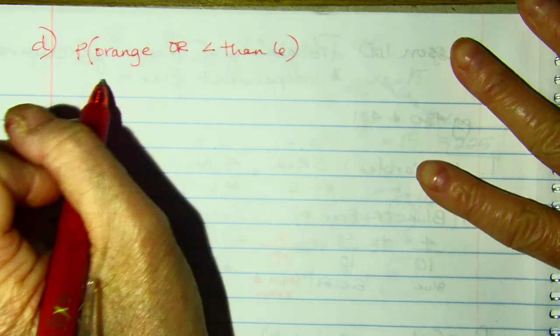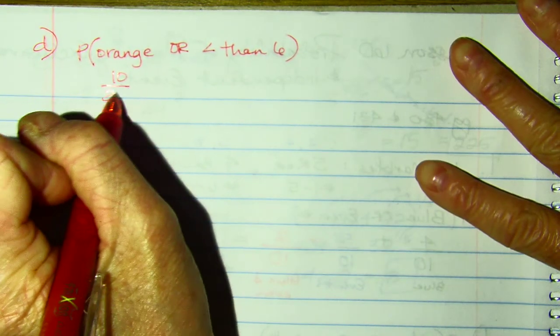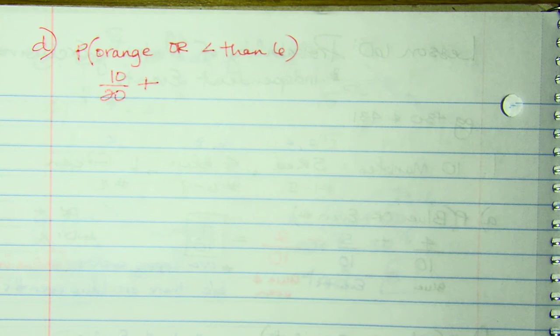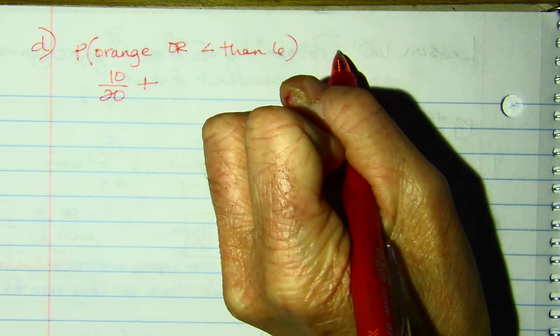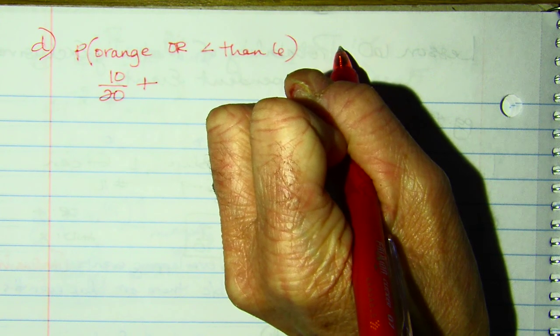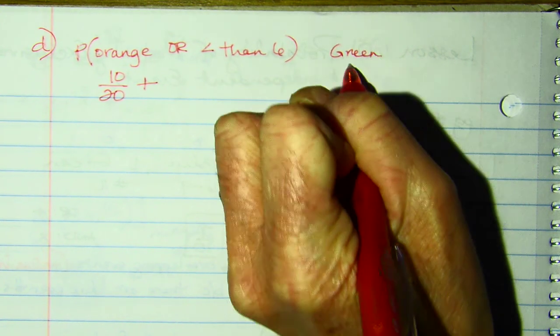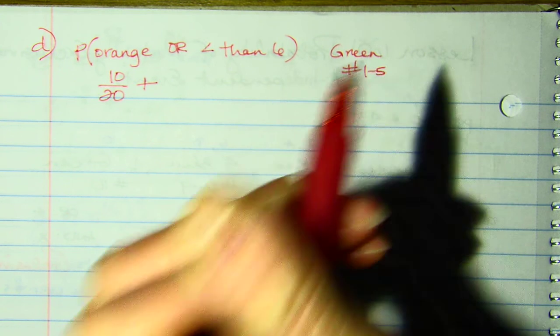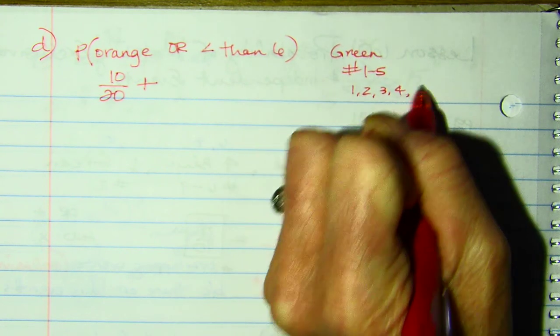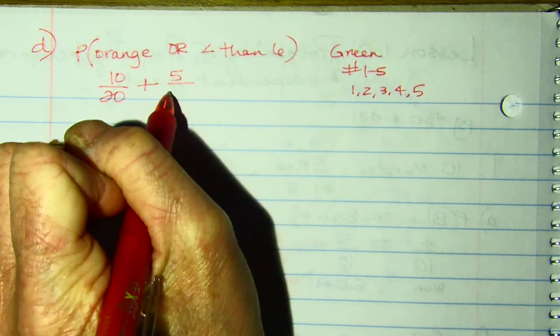So I remember that there are 10 out of 20, plus less than 6. So remember my orange marbles. Oh, less than 6. There are green that were numbered 1 through 5, and those are the only numbers less than 6. So 1, 2, 3, 4. So 5 out of 20.